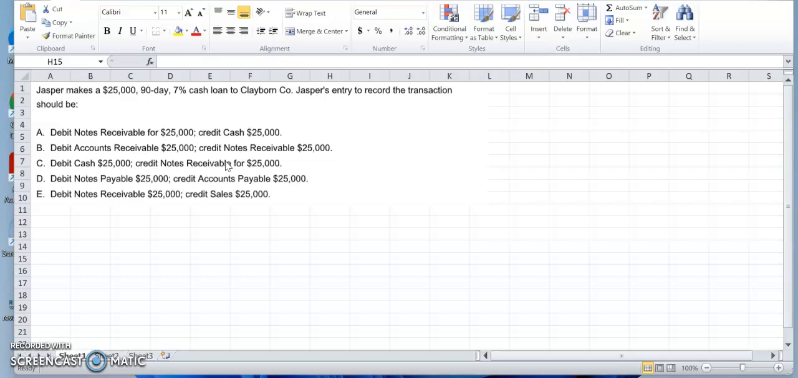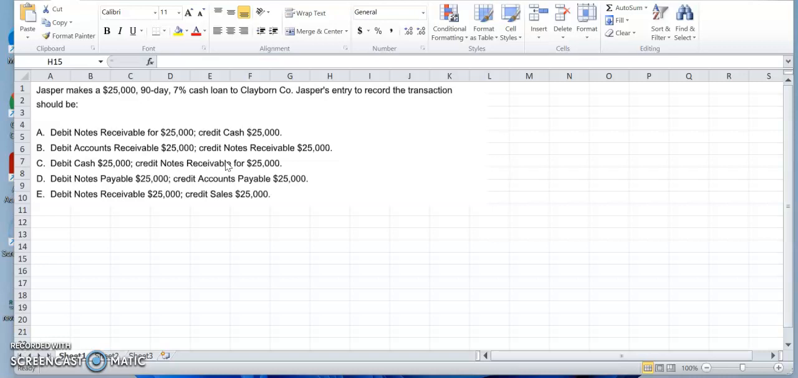And then E, debit notes receivable, credit sales. This has nothing to do with sales. We're not selling Claiborne Company anything. We're just coming to them, because they need some money. We're offering them the money and they're going to pay us back in 90 days. And there you have it.